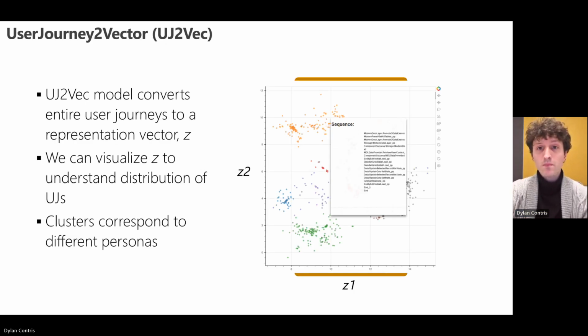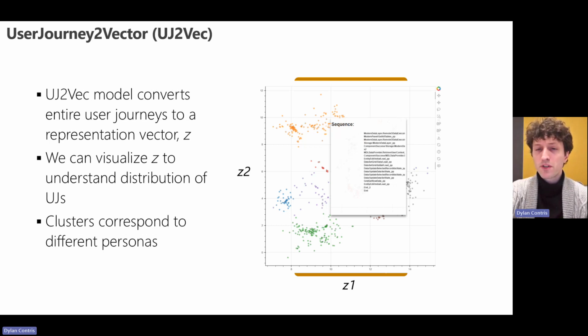Treating entire user journeys as if they are sentences or paragraphs, UserJourney2Vector uses transformer neural networks to represent user journeys in a similar kind of semantic space, yielding representation vector Z. This vector can be used in different ways depending on our goal or downstream task. For example, predicting the next step in a user journey or predicting user satisfaction.